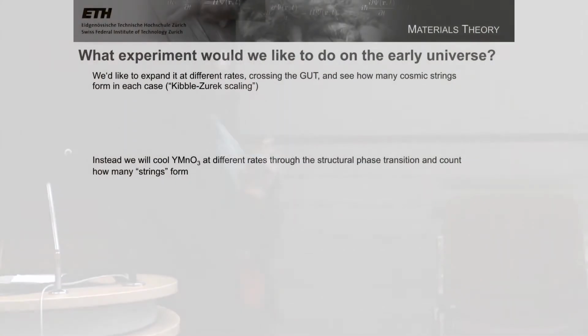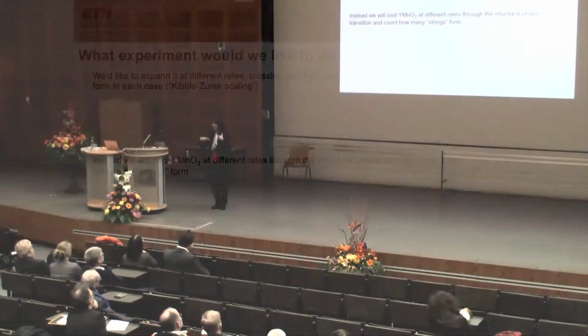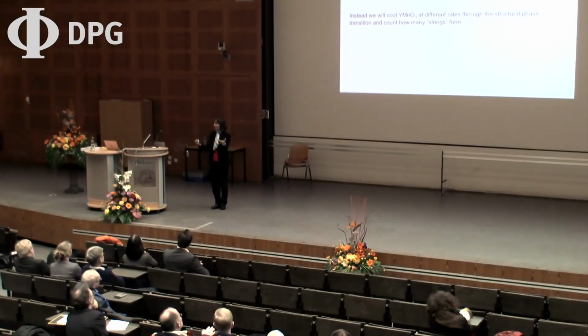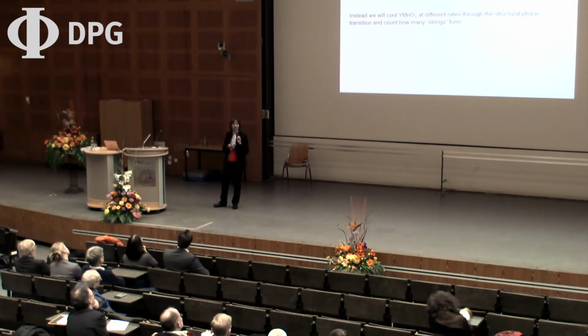Okay, so which experiments would our cosmology friends like to do on the early universe? They said, well, we'd like to expand it at different rates. We'd like to go to the Big Bang, expand the early universe at different rates, cross the grand unification transition, and see how many cosmic strings form in the different cases. And we can't do that, but instead we can cool yttrium manganite at different rates through the structural phase transition, and we can count how many of these domain intersections form.